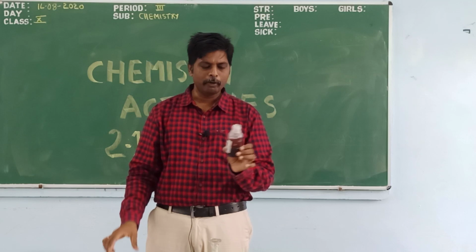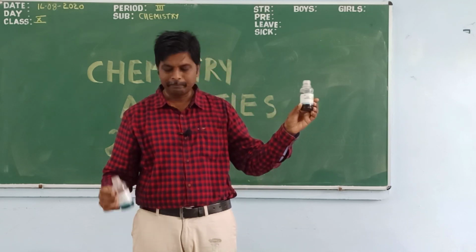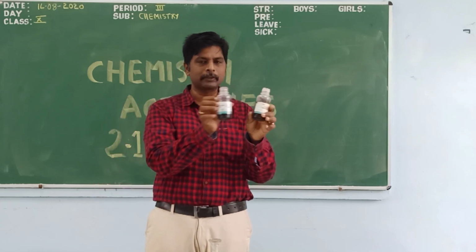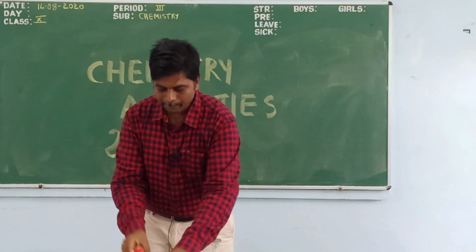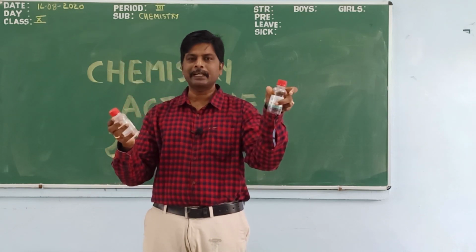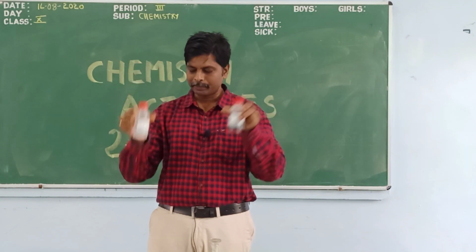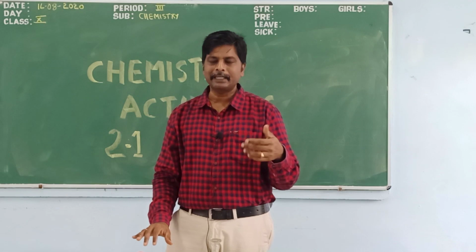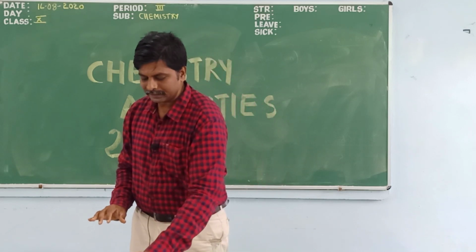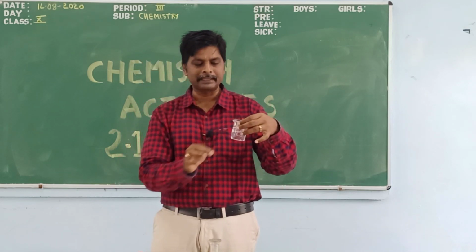With me there are 4 indicators: red litmus solution, blue litmus solution, methyl orange solution and phenolphthalein. In our textbook it says take acid on a watch glass. Instead of that, I am taking beakers here.